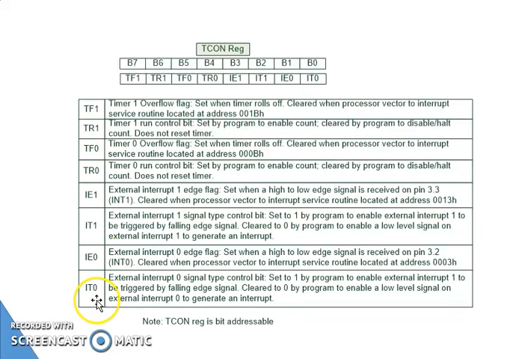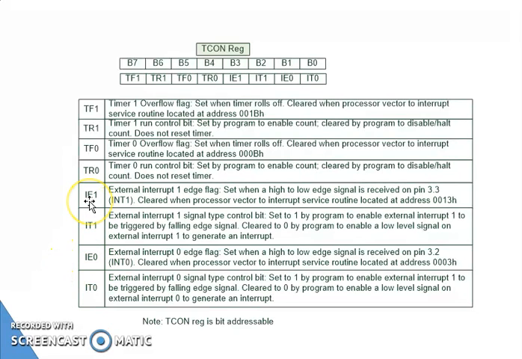If you look at IT0, it is the external interrupt 0 signal type control bit. It is set to 1 by the program to enable the external interrupt to be triggered by the falling edge of the signal, and cleared to enable a low level signal on external interrupt 0 to generate an interrupt. We will later look at an example of how IT0 and IT1 are used to enable positive trigger and negative trigger in our interrupt.